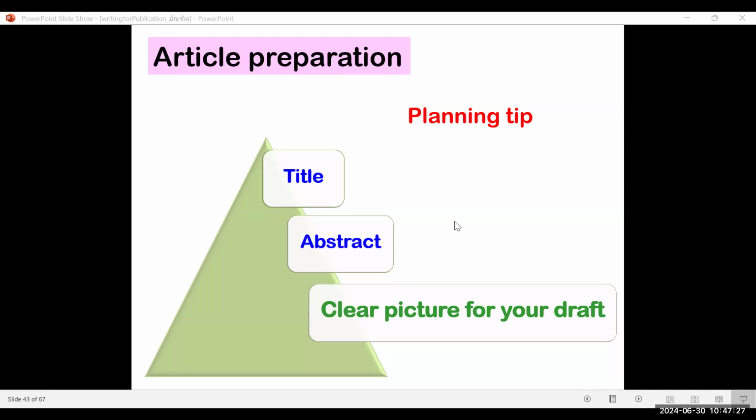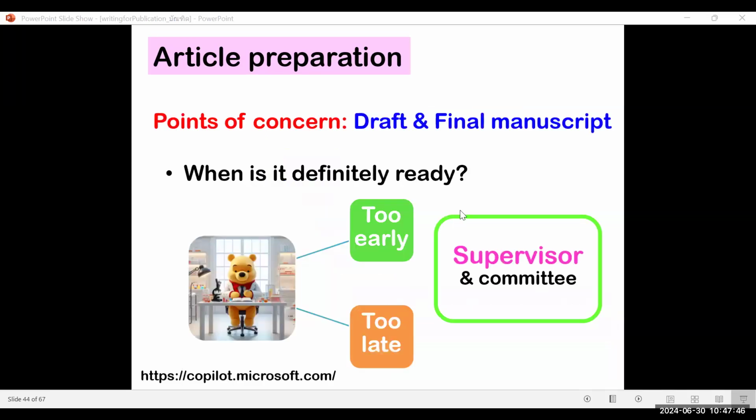So better to start from the title, and please keep in mind your journal title need not be identical with your thesis or dissertation title, right? And later on, make it into an abstract. You can get the clear picture.